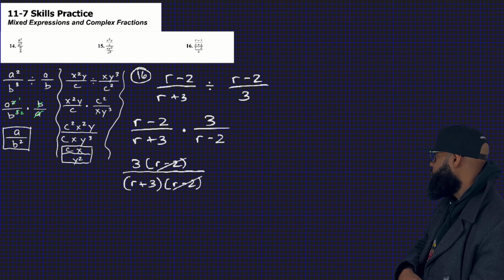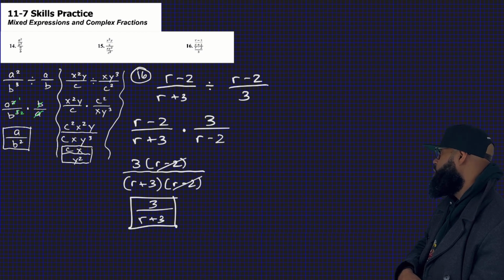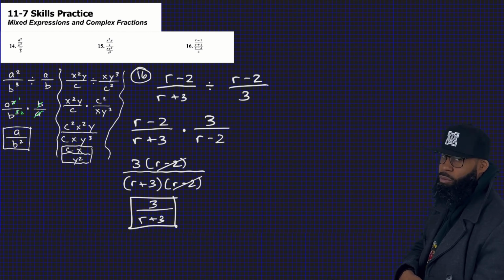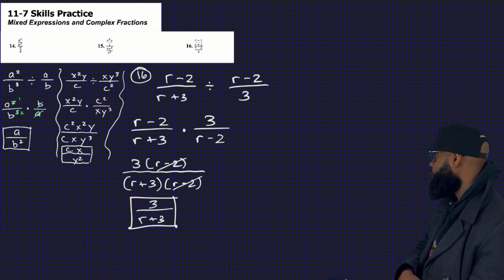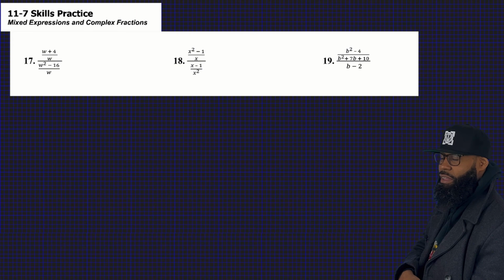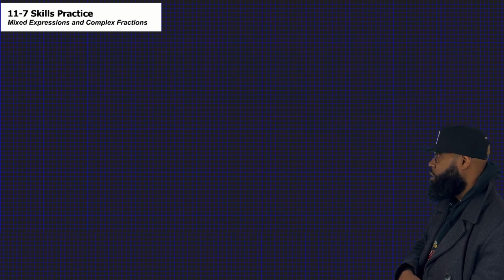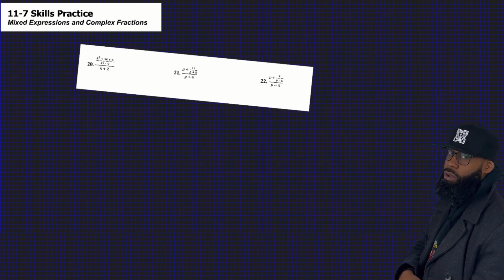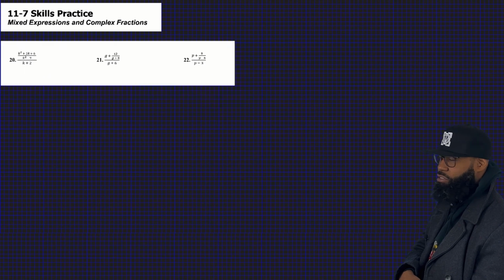Now I got 3 times the binomial r minus 2, top times top, and I actually can cancel the r minus 2 at the top and the r minus 2 at the bottom, leaving me just with 3 divided by the binomial r plus 3. So again, no distributive property there, not 3r minus 6, because I can eliminate the binomial with the binomial in the denominator. Couldn't do that if I distribute it, right?